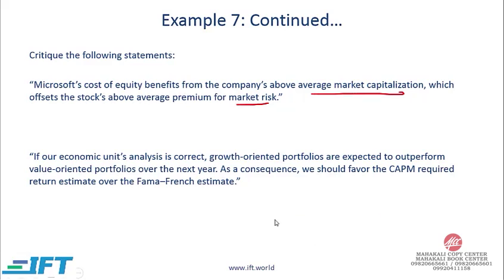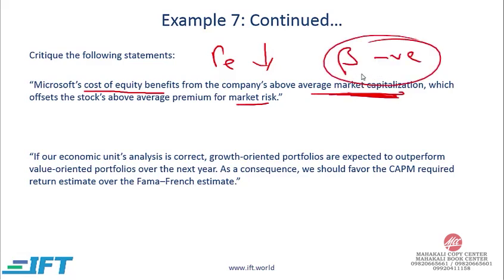Here we are talking about a very important concept. When we talk about Microsoft's cost of equity benefiting, what does benefiting to Microsoft mean? A high cost of equity or low cost of equity? From a Microsoft perspective, it means low cost of equity. Is this the same as the required return for investors? Actually, it is. It's just the flip side of the coin. So the cost to Microsoft is actually what investors return. Since the market capitalization is high, the sensitivity is negative, and that brings the cost of equity down. So this statement is actually true.